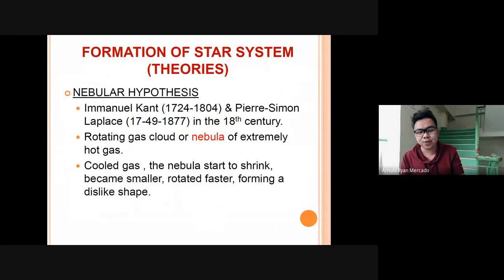Now, let's go with another theory or hypothesis, the Nebular Hypothesis. It was presented by Immanuel Kant and Pierre-Simon Laplace in the 18th century. According to them, rotating gas cloud or nebula of extremely hot gas ang naroon. Yung hot gas, habang tumatagal, lumalamig, the nebula start to shrink, become smaller, rotated faster, and forming a disc-like shape. So yung mga disc-like shape na yun, yung mga planets and other heavenly bodies.